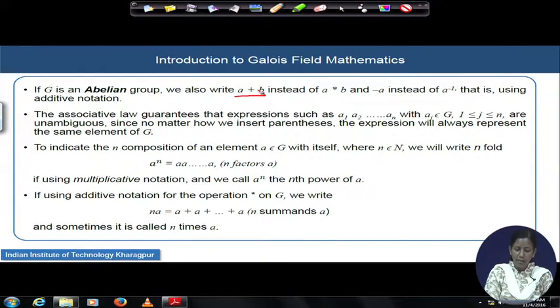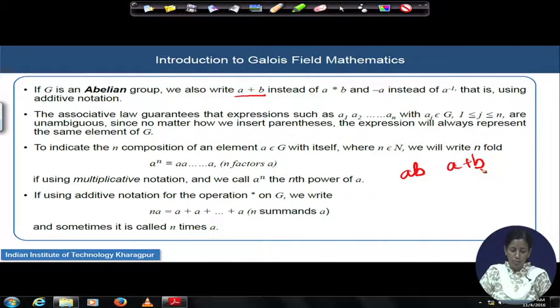And using this additive notation, instead of my A star, the operator, we can write this A plus B also. So, in the whole Galois field, you will see that the elements are either said by A B or A plus B, based on whether the operator is a multiplicative operator or an additive operator.